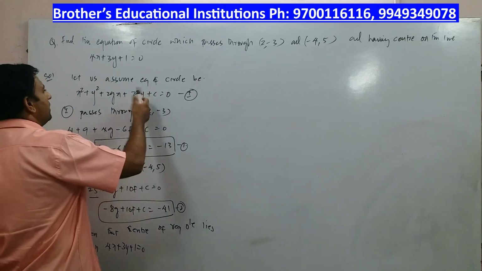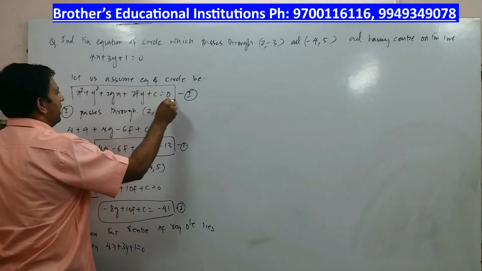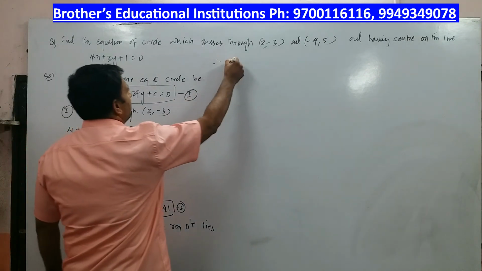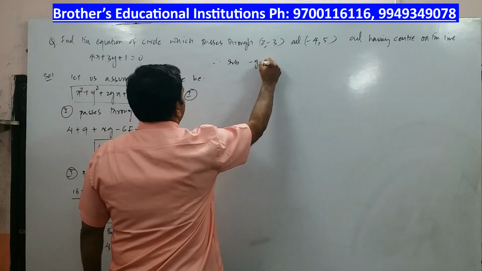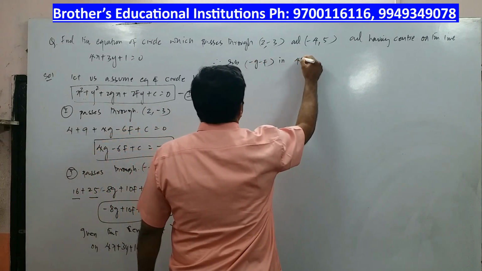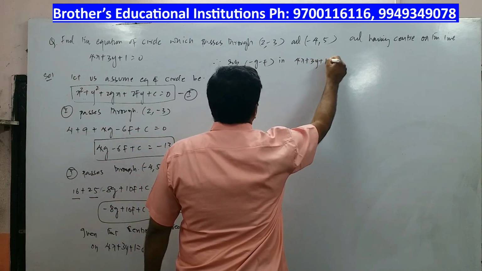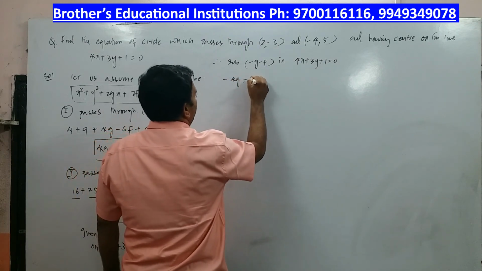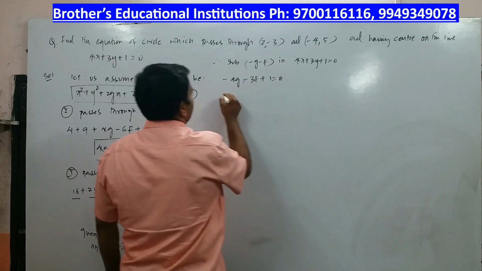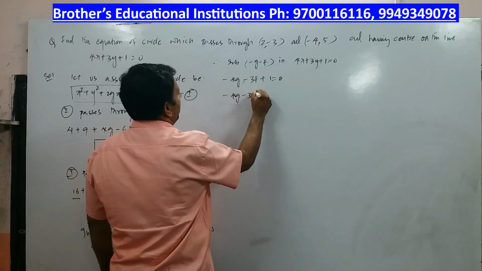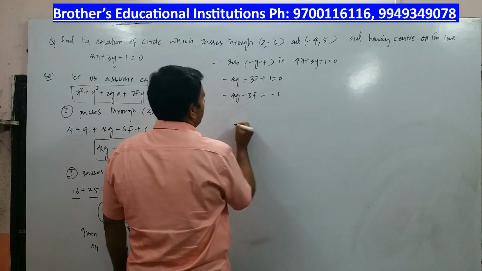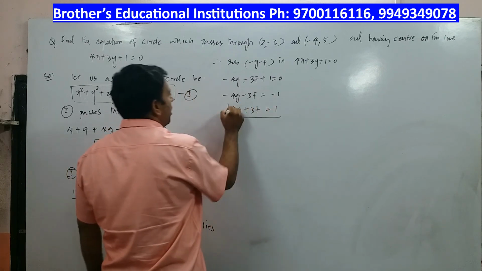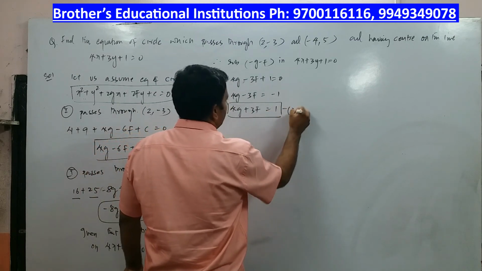So what is the required circle? This is the required circle. For this required circle, what is the center? (-g, -f). So substitute -g, -f in 4x + 3y + 1 = 0. You will have -4g - 3f + 1 = 0. So -4g - 3f = -1. Multiply by the minus sign, you get 4g + 3f = 1. So you got another equation, equation 3.